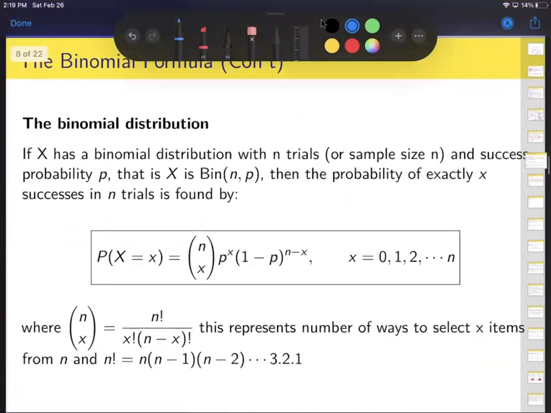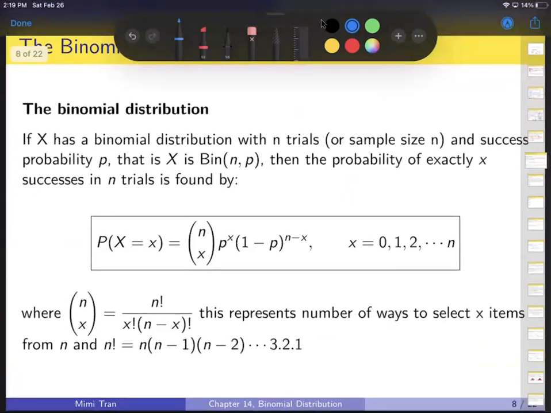Instead of doing that, there's a formula for us, which is very nice. If X has a binomial distribution with n trials, or sample size n, and success probability P, that is, X has a binomial distribution with parameters n, P, then the probability of exactly x successes in the n trials is found by P of big X equals little x, which equals n choose x.